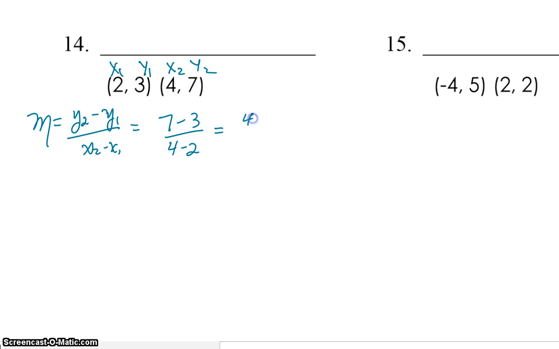7 minus 3 is 4. 4 minus 2 is 2, and if we reduce that, we get a slope of 2. Just like we did in the last problem, now we have to find the y-intercept.